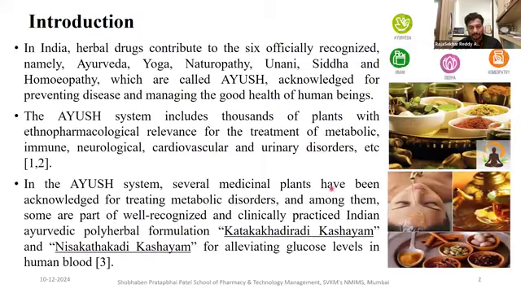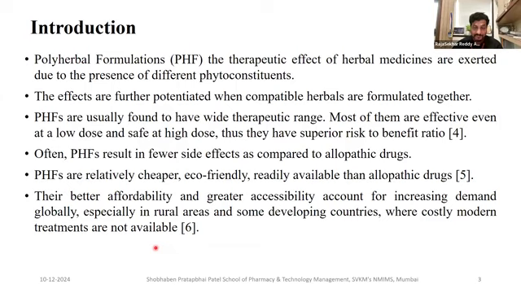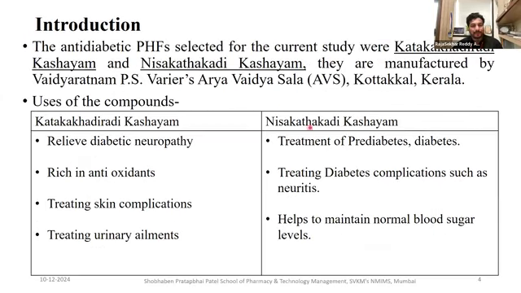We took two formulations from one of the Indian companies, Katakadagadadi Kashayam and Nishakatakadi Kashayam, which I am unable to pronounce properly. These two formulations are known to treat diabetes and are also used for diabetic neuropathy. They are produced by PS Warrior Arya Vaidyashala Kottakkal, simply called Kottakkal Arya Vaidyashala.